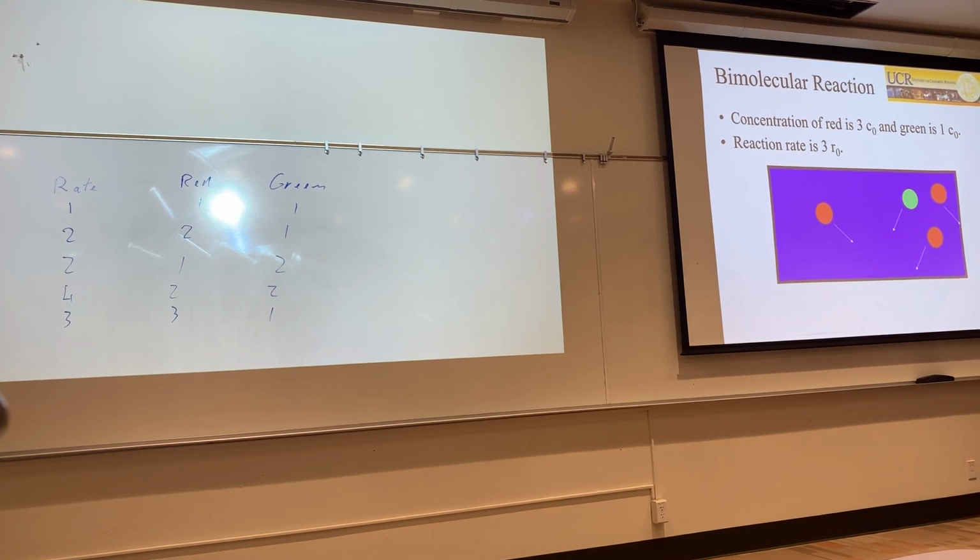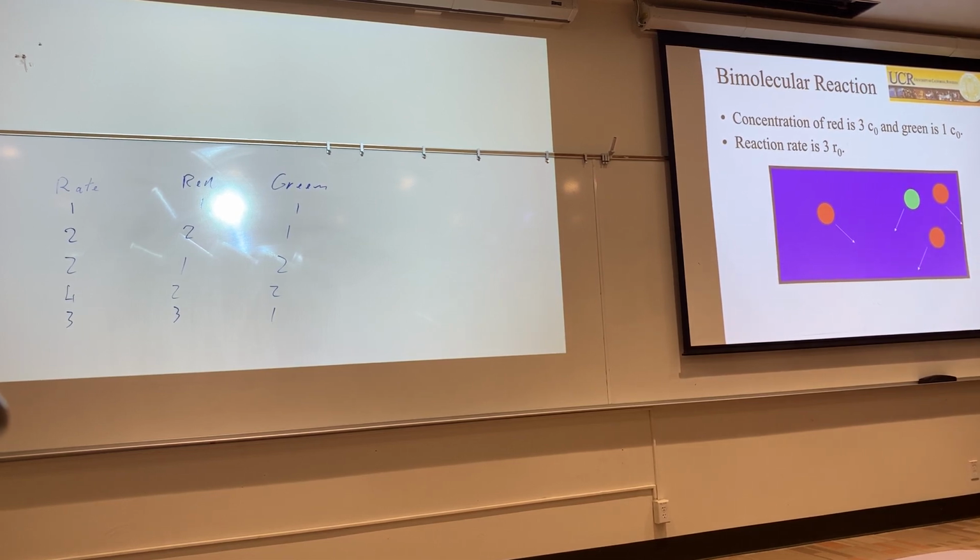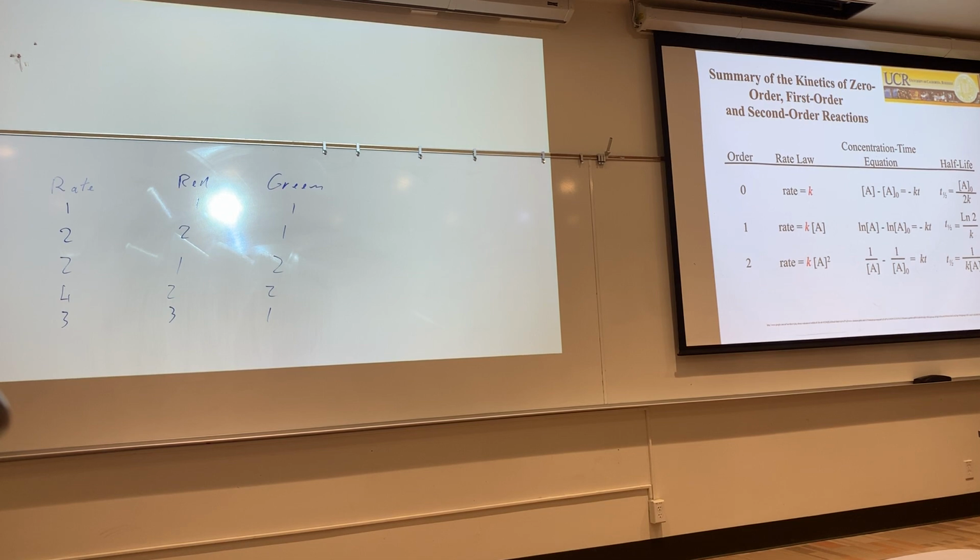If I have a bimolecular reaction, a reaction which depends crucially on molecule A hitting molecule B, then the likelihood for that reaction to occur is given by the product of the concentrations, the product of the number of the molecules which I have present.